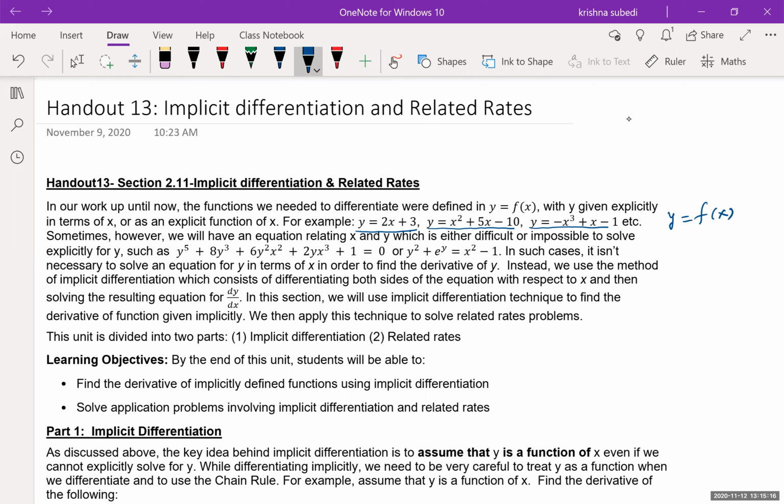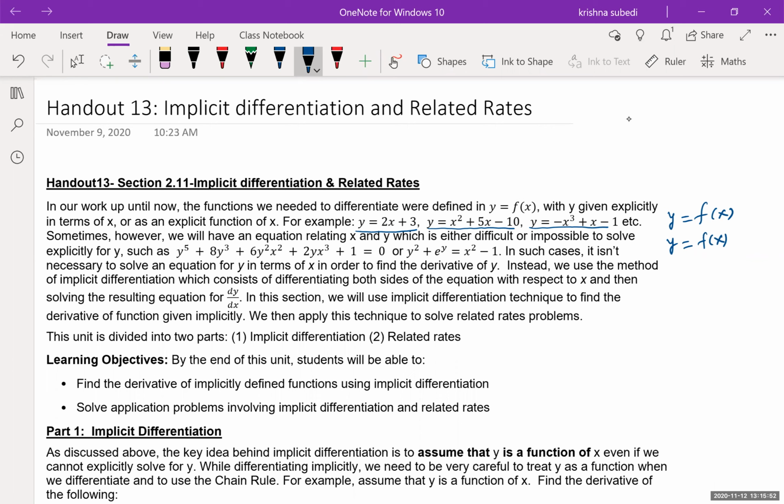Sometimes, however, we'll have an equation relating x and y which is either difficult or sometimes impossible to solve explicitly for y, such as y to the power 5 plus 8y cubed plus 6y squared x squared plus 2yx cubed plus 1 equal to 0. Or y squared plus e raised to power y equals x squared minus 1. In these kinds of situations, expressing those equations in terms of y equals f of x is sometimes difficult and sometimes impossible.